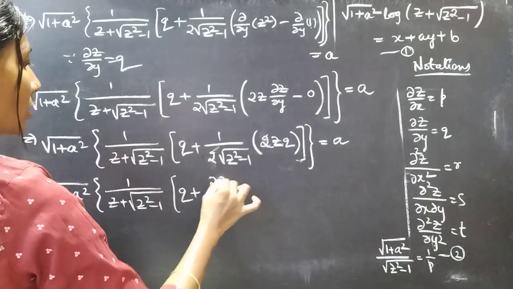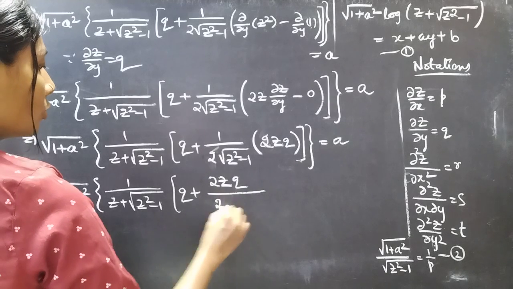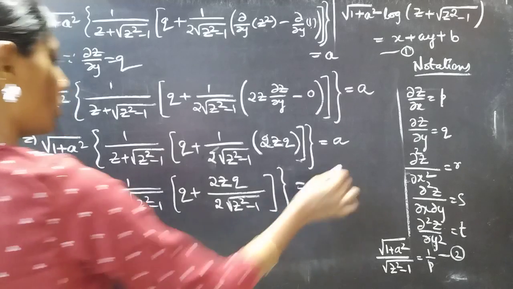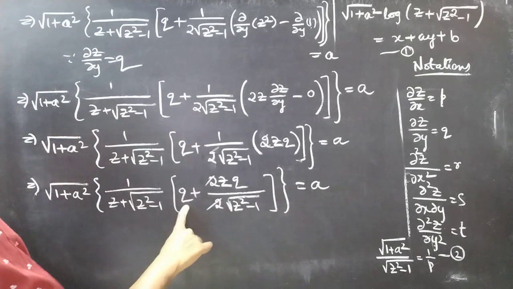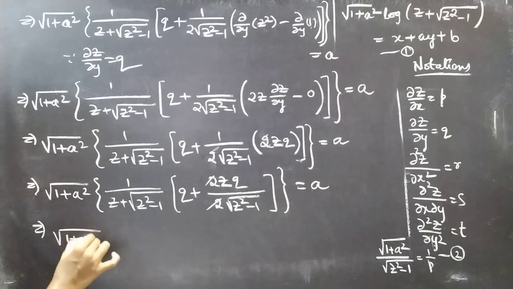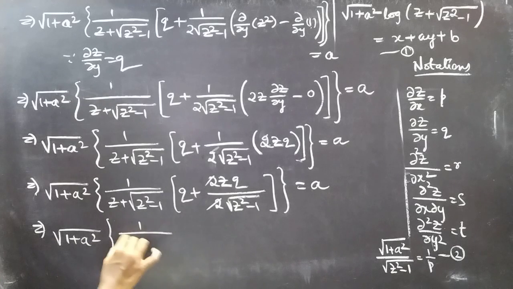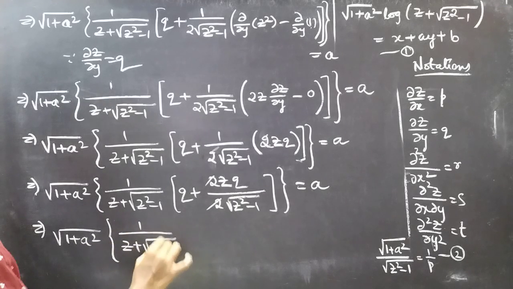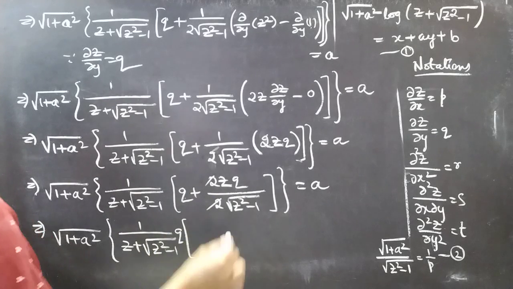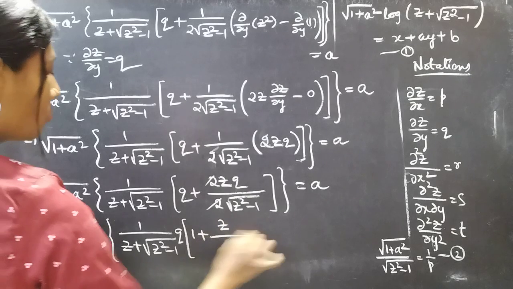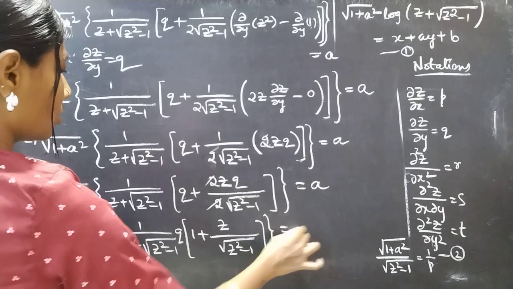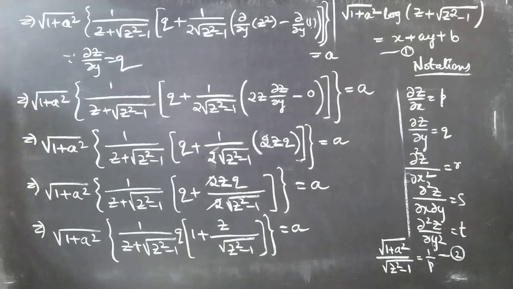You can write this as 2zq by 2 into square root of z square minus 1 equal to a. Now cancel 2 and take q common. In the next step, you'll get square root of 1 plus a square into 1 by z plus square root of z square minus 1 into, just take q common, okay? You'll get q into 1 plus z by square root of z square minus 1 equal to a. Fine.